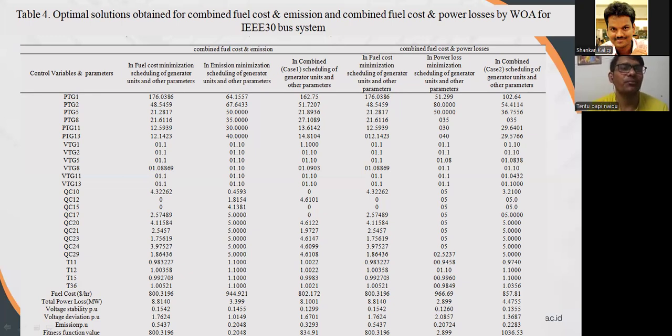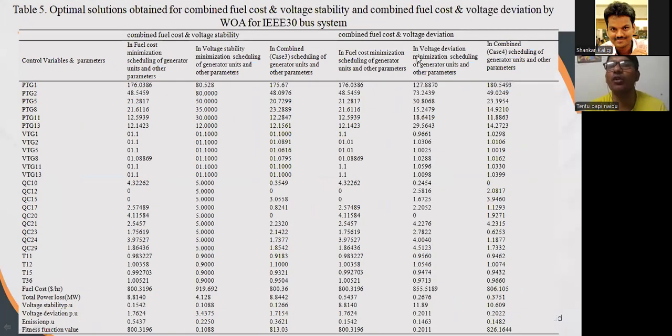Next one is table 4, which indicates the fuel cost along with voltage deviation. Here the fuel cost is 800.3196, which is common, and the voltage deviation is 0.3437. Likewise, it is reduced.